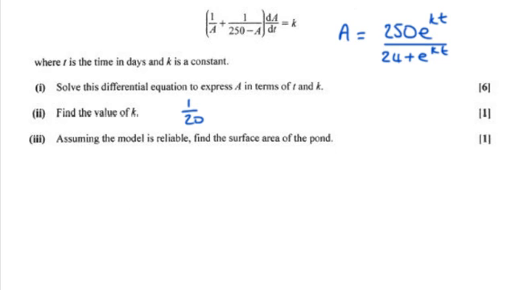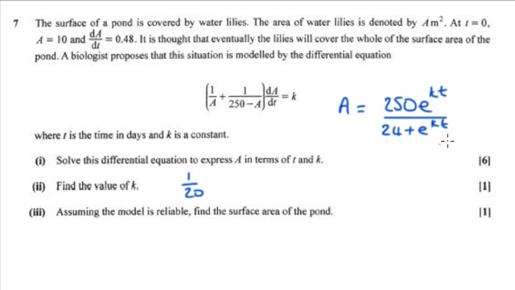Okay, for part 3, it now says assuming that the model is reliable, so assuming we can actually use this equation here, find the value of the surface area of the pond. So we will find that by thinking about what happens when T gets really big, because as T increases, the pond gets covered more and more by these water lilies, so eventually the whole thing's covered. So if we know how much the water lilies take up, that will be the surface area of the pond.